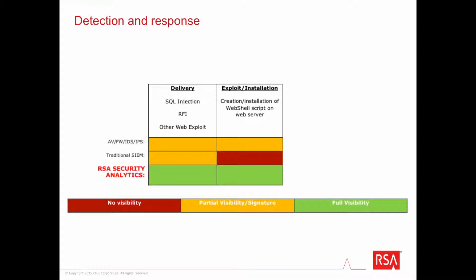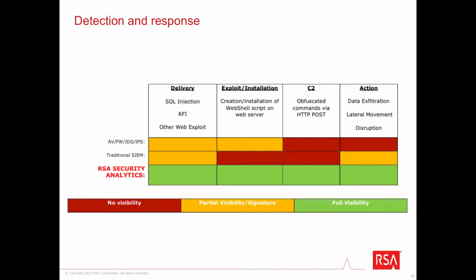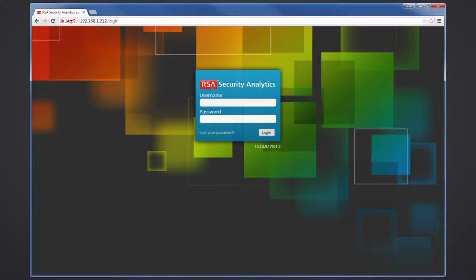In the final command and control phase, both network controls and traditional SIEM fail to give visibility into data exfiltration, lateral movement, and network disruption. Again, while our competitors fall down, RSA Security Analytics gives you full visibility into the attack by leveraging behavioral analysis of our SIEM, full packet capture, threat intelligence, and endpoint visibility. To see this level of visibility in action, let's move on to a demo of RSA Security Analytics.